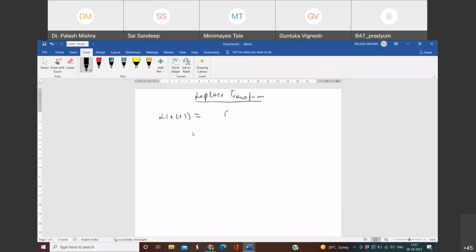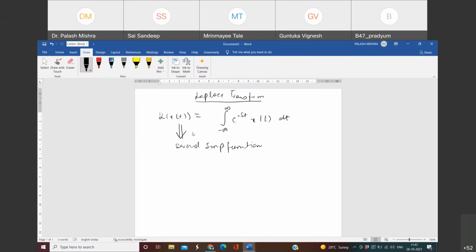Everyone remembers the formula? No? So it is given by the integral from minus infinity to infinity of e to the power of minus st times x(t) dt. Okay. Now what we are doing is, we have read about the Laplace transform of several important functions.